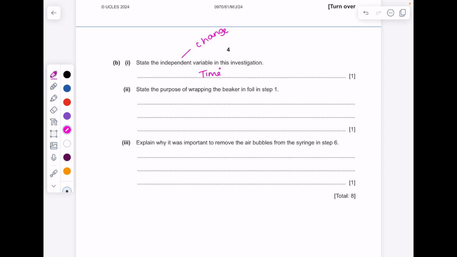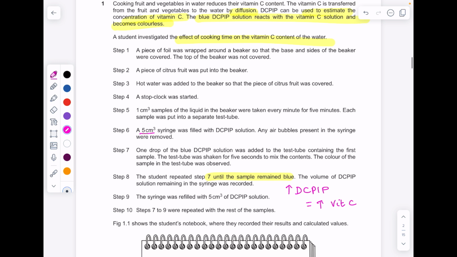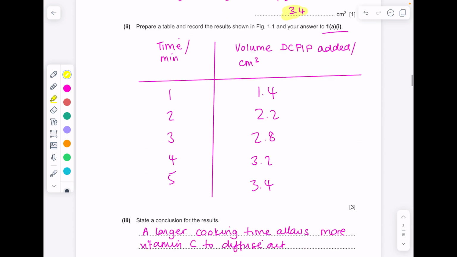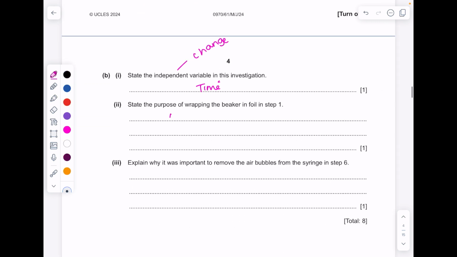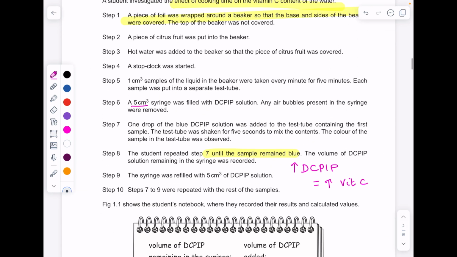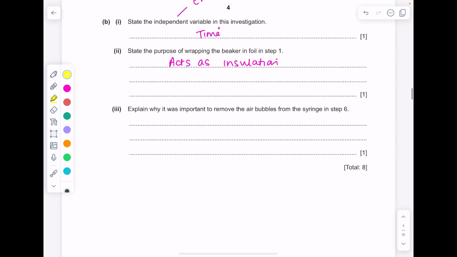State the purpose of wrapping the beaker in foil in step 1. So we're zooming in on this step. A piece of foil was wrapped around the beaker so that the base and the sides of the beaker were covered. The foil in this case is acting as insulation to help prevent heat loss. Explain why it was important to remove the air bubbles from the syringe in step 6. So obviously we're trying to fill our syringe with DC-PIP solution, so we need exactly 5 centimetres cubed. So removing the air bubbles ensures that the volume of DC-PIP is accurate.